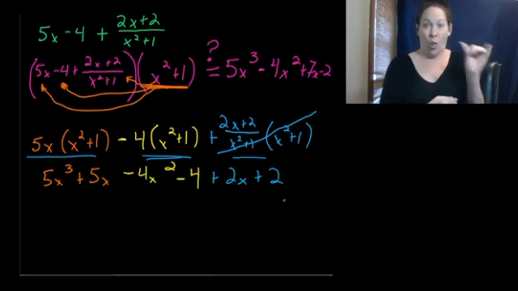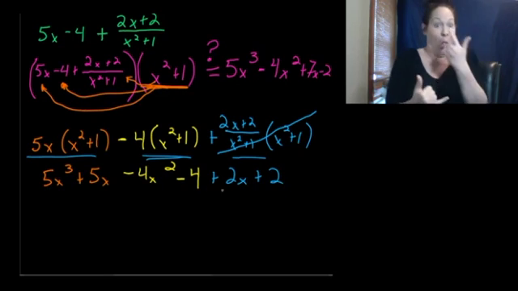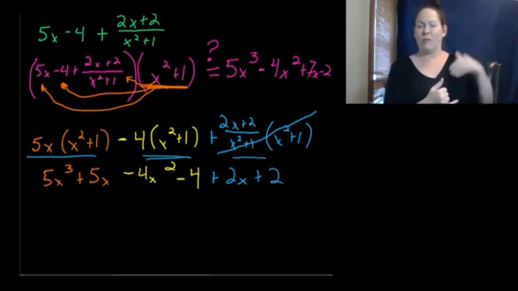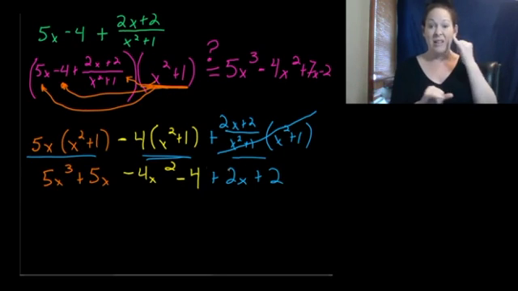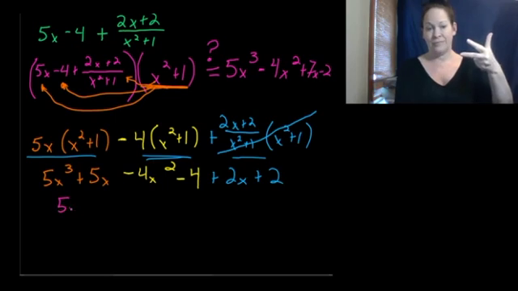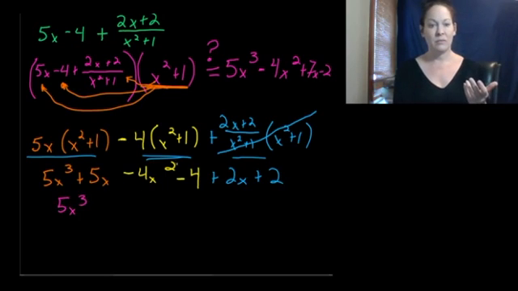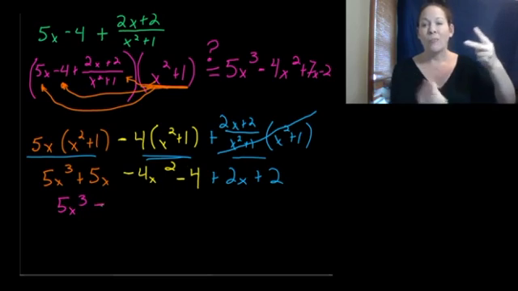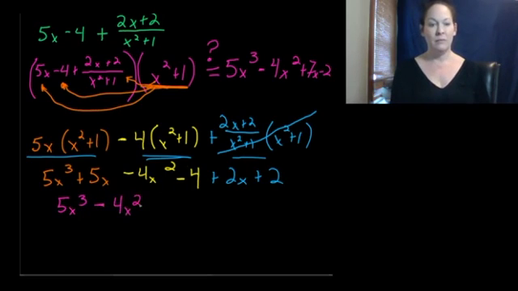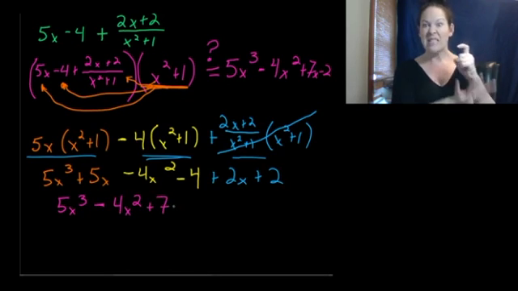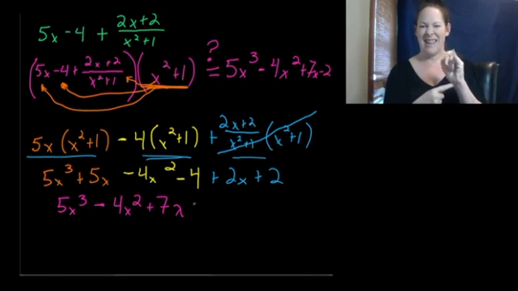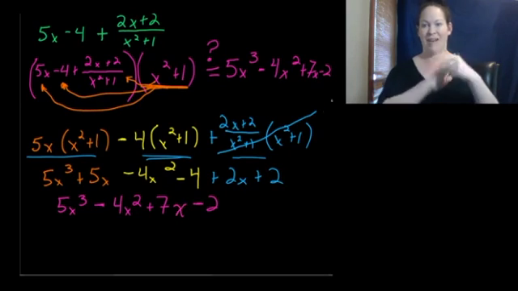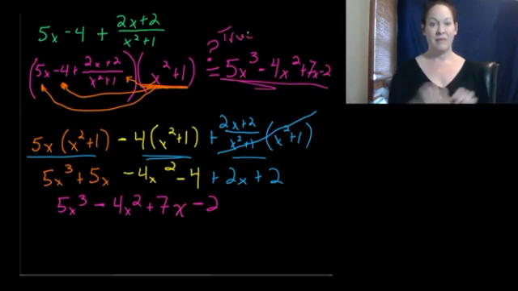And this should start looking like the other parts. And so if I collect like terms, for my cubes, I only have one thing cubed. So I'll put 5x cubed out front. For my squares, I only have one thing squared. For my first power of x's, I have 7 of them. And for my constants, I have negative 2. And look, this was true.